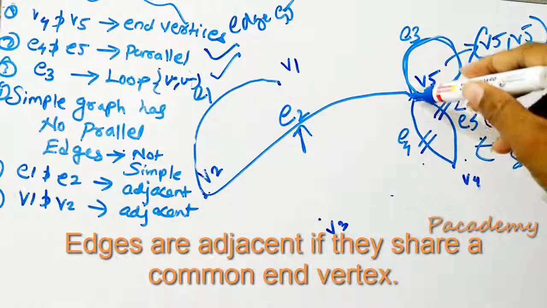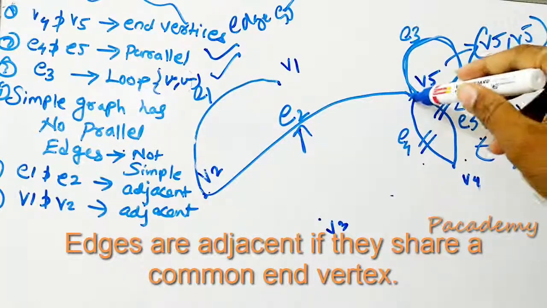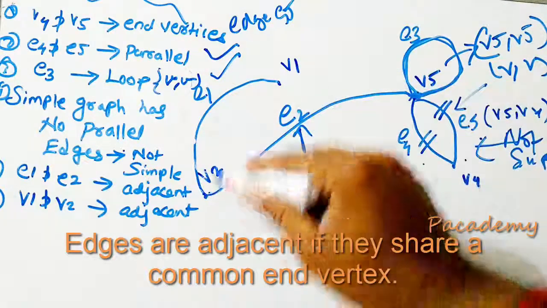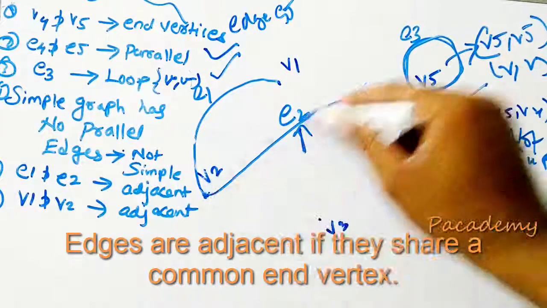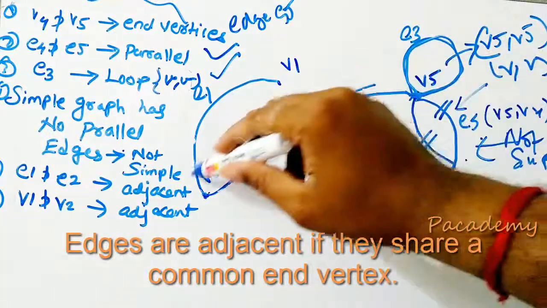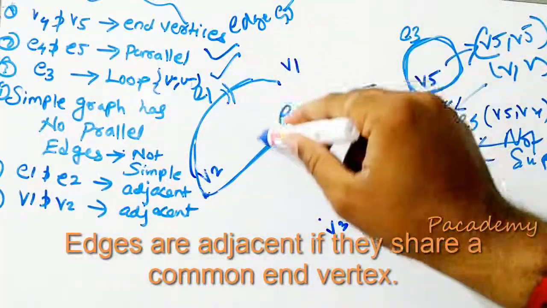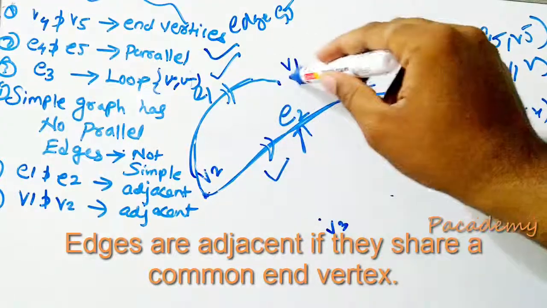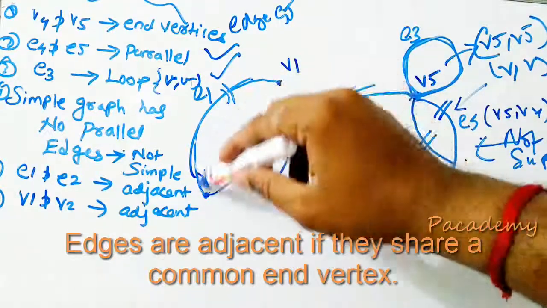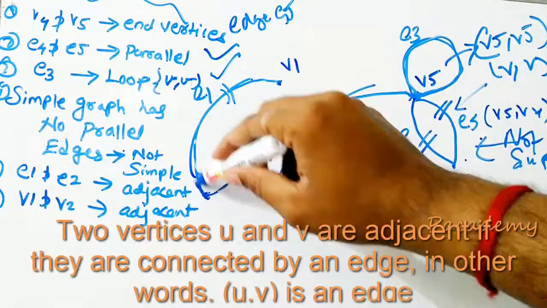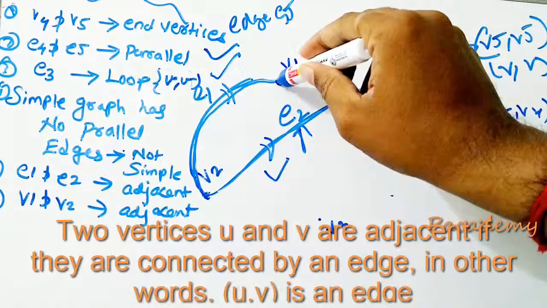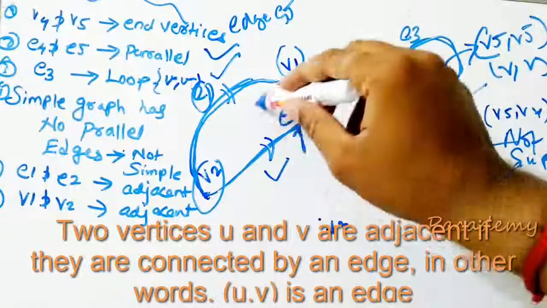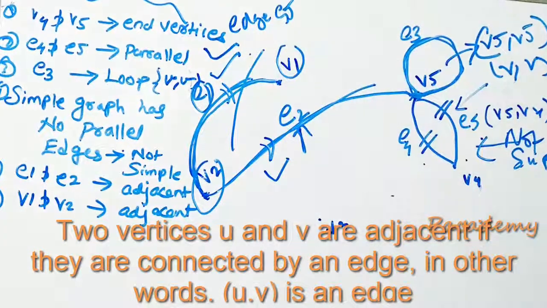Edges are adjacent if they share a common end vertex. So V2 is common for edges E1 and E2, so they both are adjacent in this case. The end vertices of the same edge, E1 in this case, are V1 and V2. So V1 and V2 are adjacent.